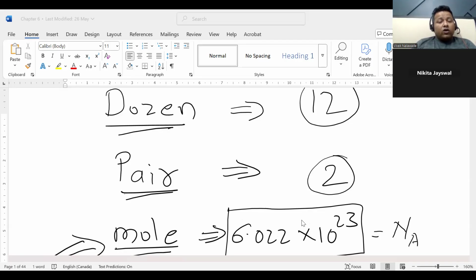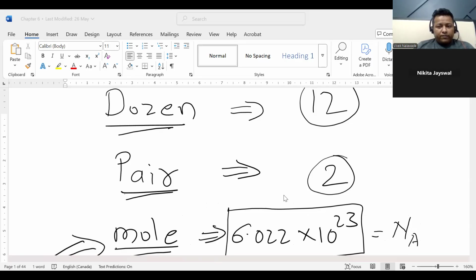Because this number is so huge, it is not used in our day-to-day life, but we use it in the chemistry lab. It is also represented as Na. Na means Avogadro's constant or Avogadro's number. So if you come across 1 mole, 6.022 into 10 raised to 23, or Avogadro's constant or Avogadro's number, all of these are telling you one story: the number is 6.022 into 10 raised to 23, which is a huge number.